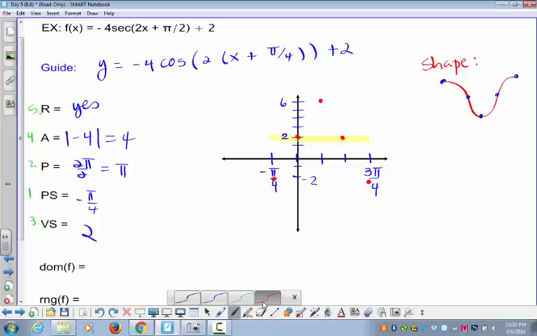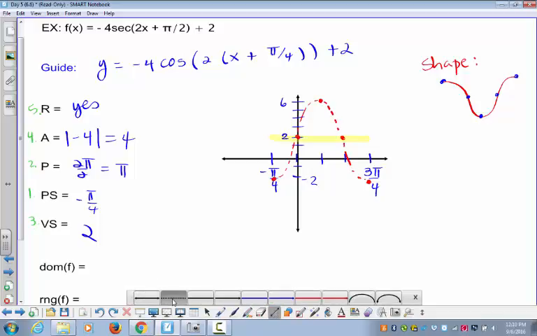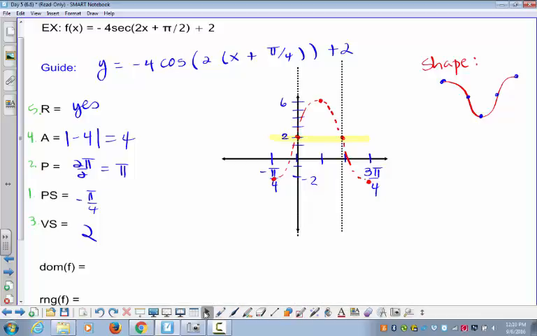And graph this with dots. Get that. Wherever the guide crosses the center line, we have an asymptote. So we have an asymptote right on the y-axis, and we have an asymptote over there at pi over 2.